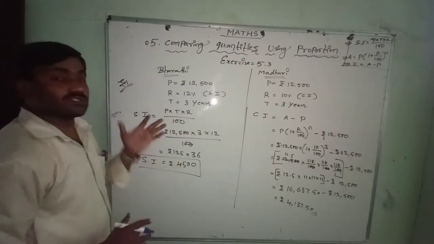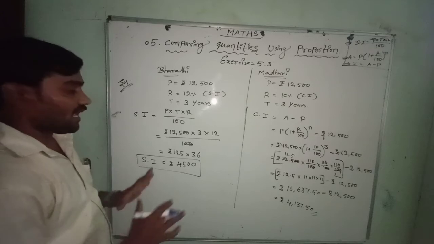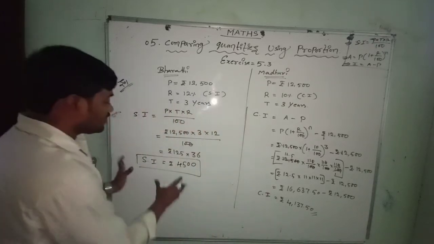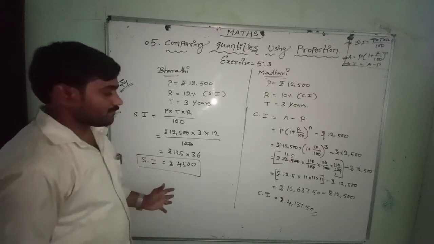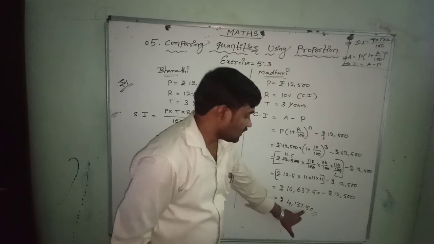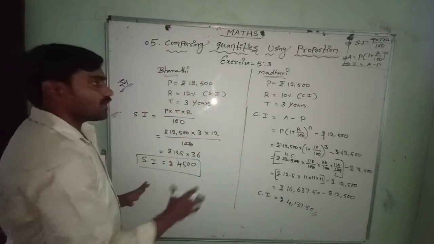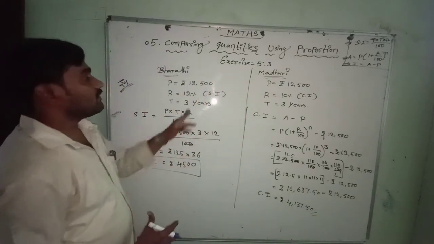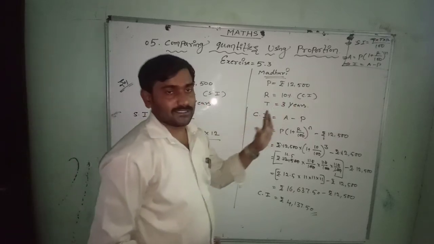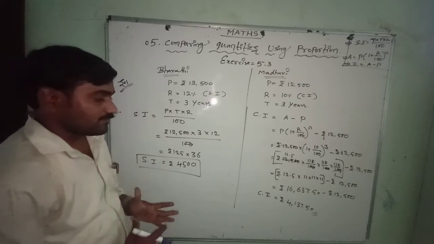See how much time it takes to do it. There I have done the amount actually, but we have to calculate the interest only. The simple interest will be 4,500. Compound interest will be 4,137.50. Why should compound interest be more? No, but she has taken it for 12%, and she took it for 10%. The rate of interest will be less due to that.